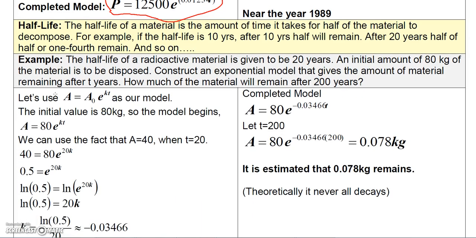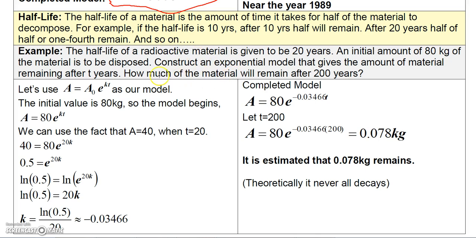Now go ahead and look at this last one. I may not finish yet, but look at this last one. This talks about the half-life. It says the half-life of a radioactive material is 20 years, and we start with an initial amount of 80 kilograms. Construct an exponential model that gives the material remaining after t years, and then how much of the material will remain after 200 years. I'm going to use A equals A naught e to the kt as my model. I know the initial value is 80, so I put in 80 for A naught. And since the half-life is 20 years, A equals 40 when t equals 20.